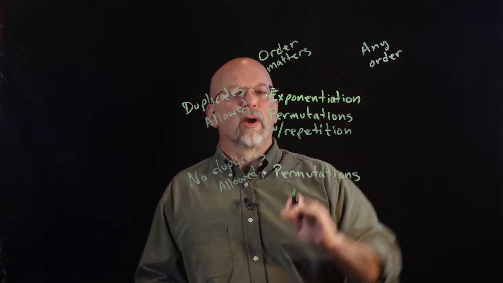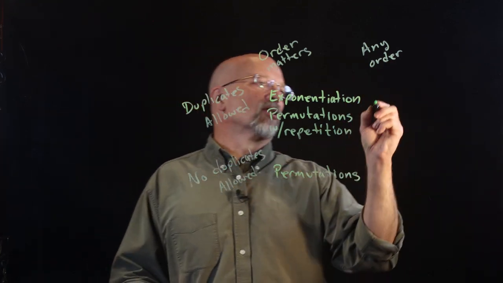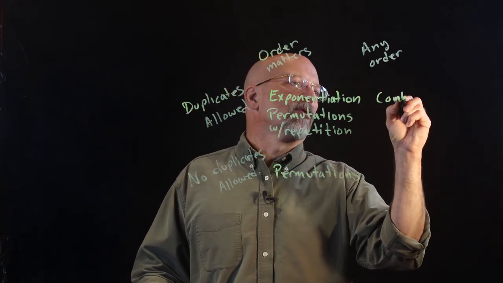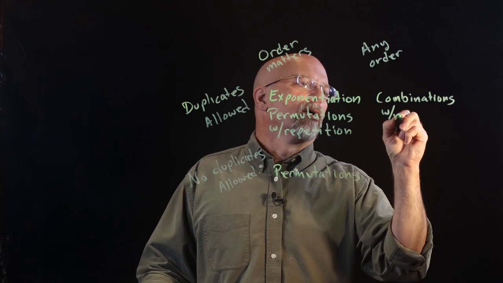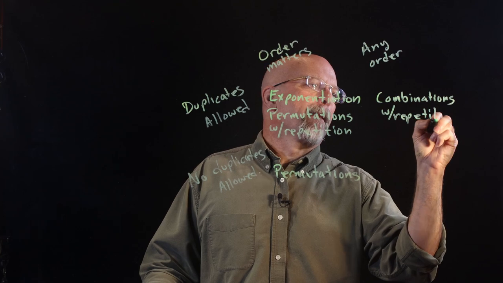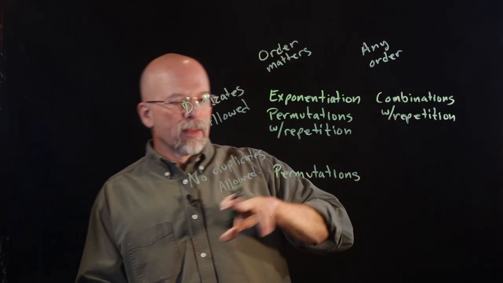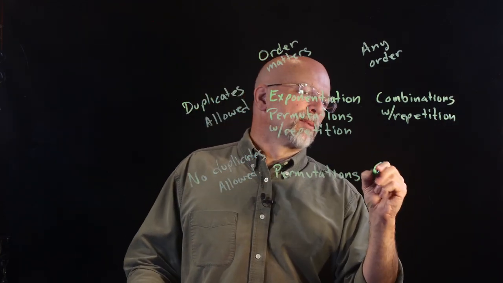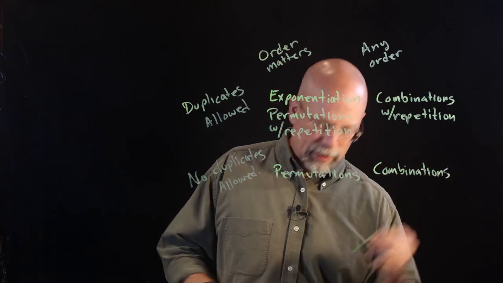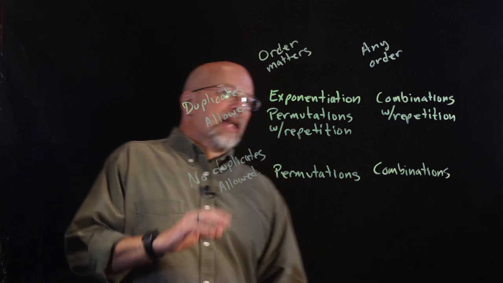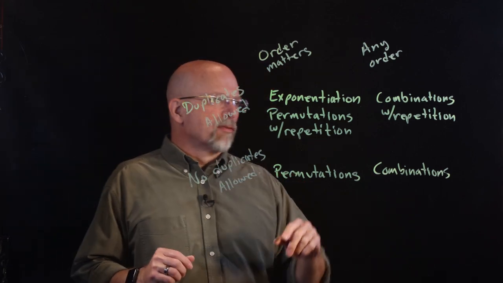Now, in this column where any order is allowed and duplicates are allowed, that will typically be referred to as combinations with repetition. And take away the ability for duplicates, then you just simply have combinations, right? Now let's talk about some examples for each one of these.